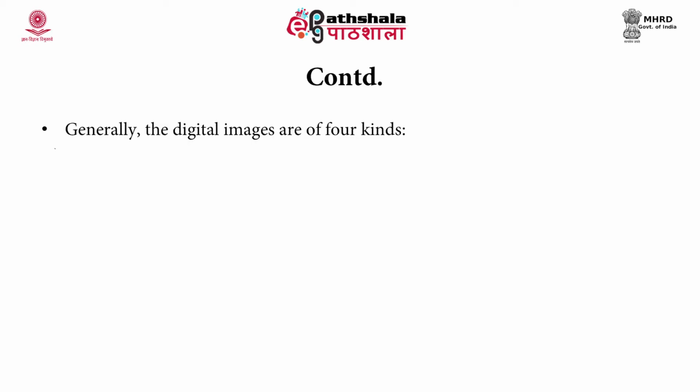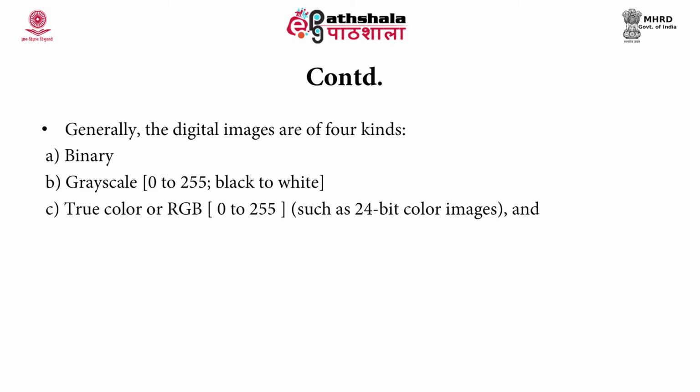Generally, the digital images are of 4 kinds. The first one is binary, that is 0 to 1, either present or absent. The second is grayscale, that is also black to white, but in varying grayscales from 0 to 255. The third one is true color or red, green, blue composite. It also has the range from 0 to 255 for 8-bit data and can vary for different colored images. And the last one is the indexed digital image.